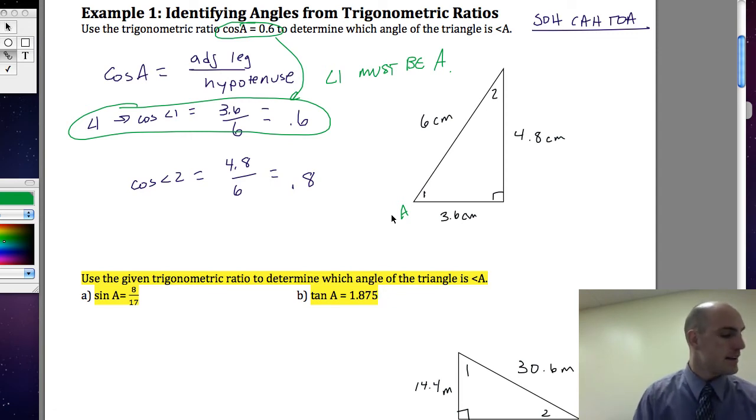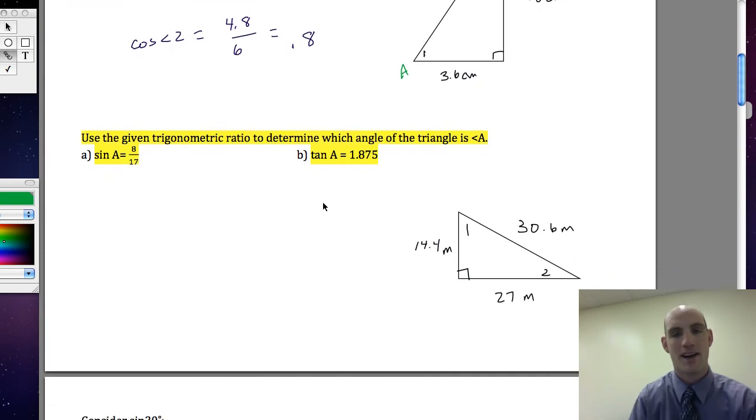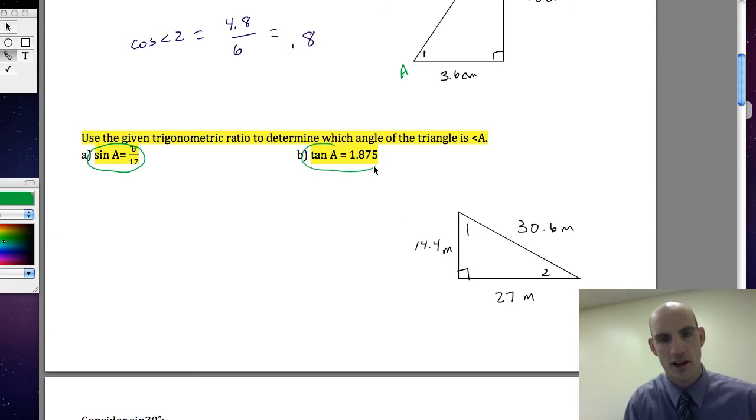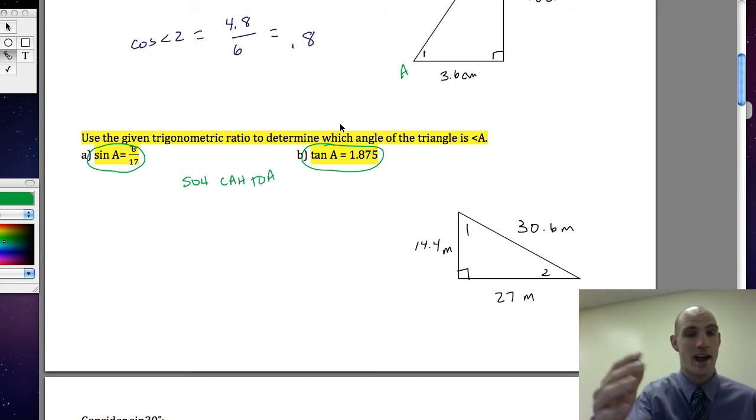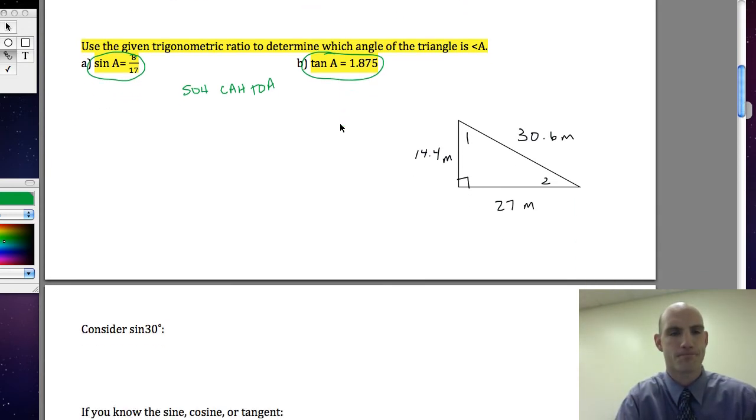Okay? Now, here's one for you to do. I've given you two things: the sine of A, which we don't know what A is, and the tangent of A, which we don't know what A is. Figure it out based on SOHCAHTOA. And that will help you determine which angle is angle A for A and B. They may be different ones. So try that one. We'll talk about it in class.